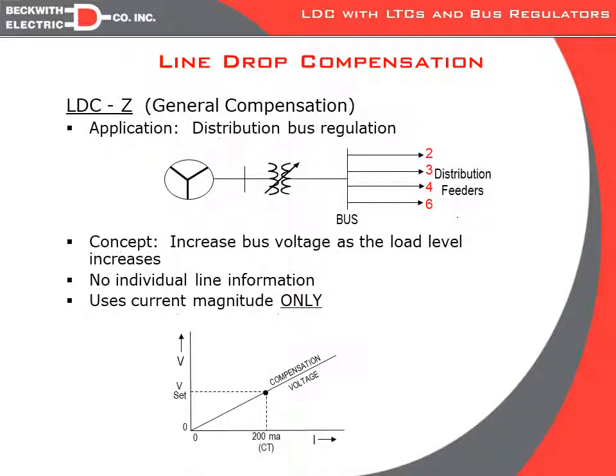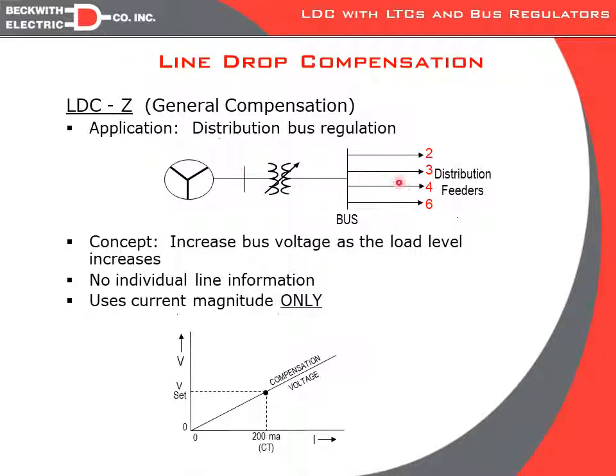Now, line drop compensation RX works great for feeder regulation or line regulation where you only have one impedance. But what if we have bus regulators or an LTC? In this example, we have either a bus regulator or an LTC. We have 4 different feeder breakers.